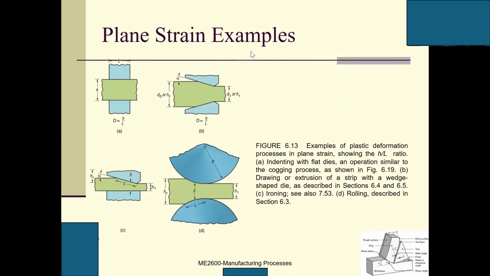So this shows pressure and aspect ratio, the plane strain examples. Here is the height h. You just draw it. This is the plastic deformation in plane strain. This is the high H over L ratio, indenting with a flat die. This is similar to the caulking process. And B is the drawing or extrusion of a strip with a wedge-shaped die. The die is wedge shaped.